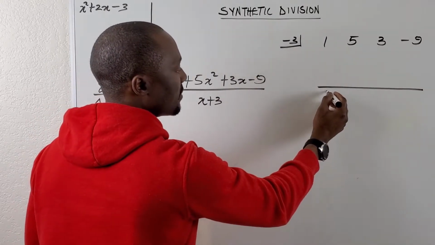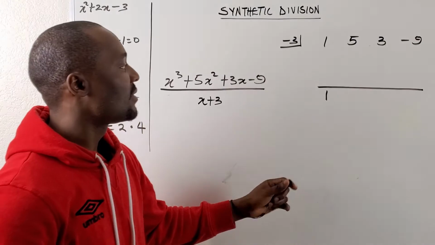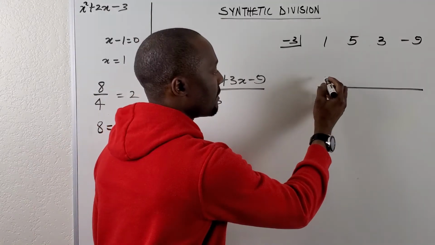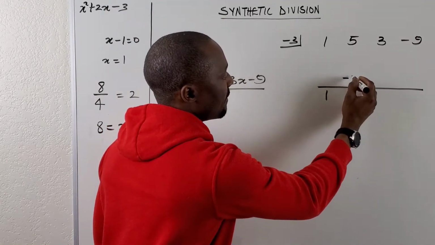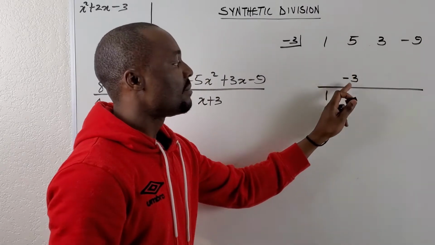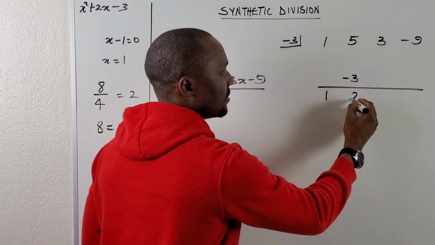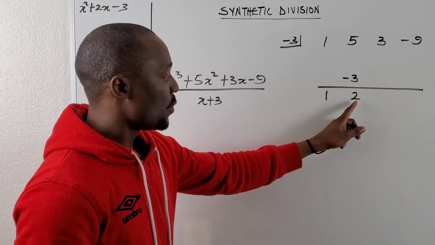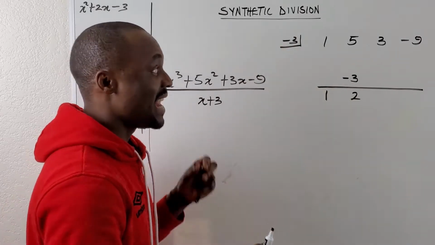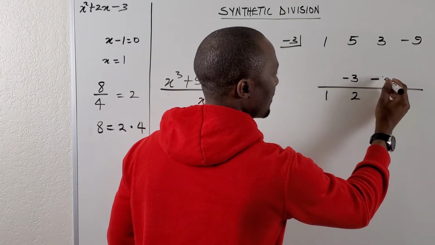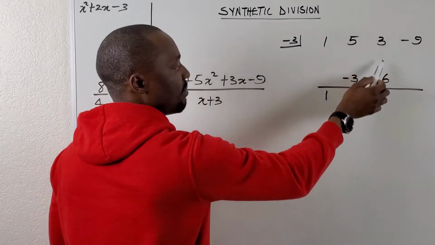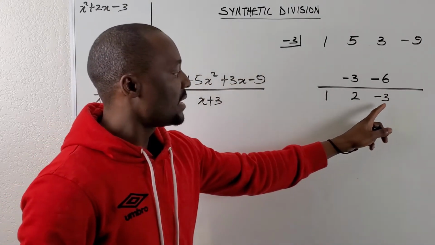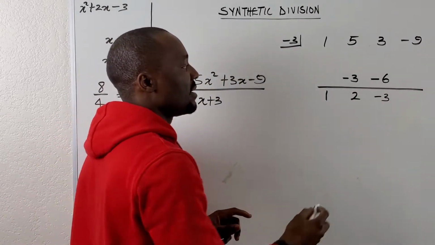We drop this down. We have 1. Remember, we always do that. So 1 multiplied by negative 3 is going to be negative 3. So we write the answer here. And we add. 5 plus negative 3 is positive 2. Then we move on. So we have 2 multiplied by negative 3, it has to be negative 6. So 3 plus negative 6 has to be negative 3. So negative 3 times negative 3 has to be positive 9.